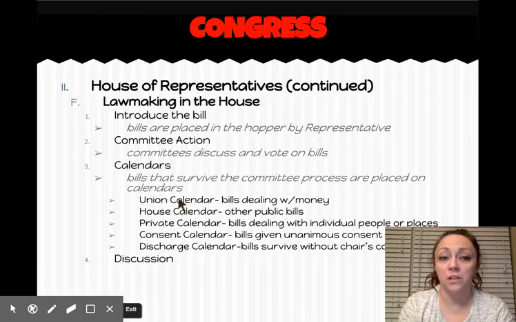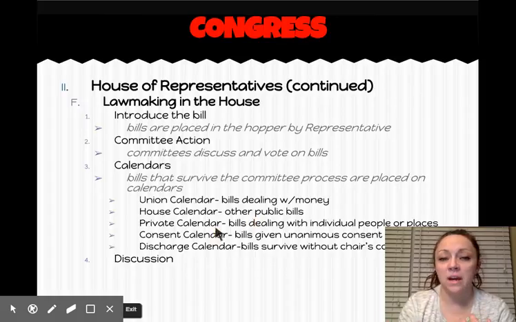We have the union calendar, and that includes bills that deal with money, which is probably going to be most of the bills in the House of Representatives. Next, we have the House calendar, and this includes other public bills that don't deal with money. Probably a small percentage of bills get placed on there.